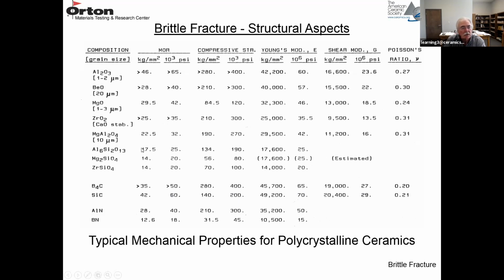And a mullite material, maybe 25,000 PSI for the strength, 190,000 PSI for the compressive strength, and elastic modulus about 25 million PSI. So there's a table for some typical ceramic materials, and these are the properties we just talked about: strength, compressive strength, Young's modulus, shear modulus, and Poisson's ratio.